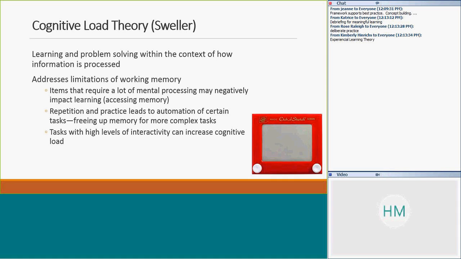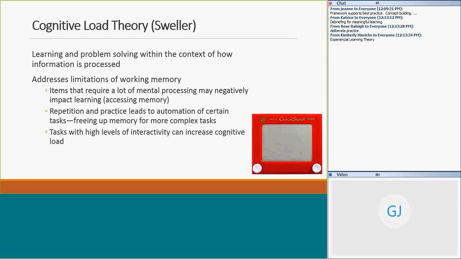An important cognitive theory is this idea of cognitive load. Sweller identified that learning and problem solving occur within the context of how information is processed, and it takes a lot of brain power to move things from short-term or working memory into long-term memory. It also takes a lot of brain processing power to absorb and understand complex pieces of information. Sometimes, from a simulation standpoint, we may design such a complex scenario for novice learners that they are using so much brain power to comprehend a lot of things that they can't use that processing power to move things in and out of long-term memory, into working memory.